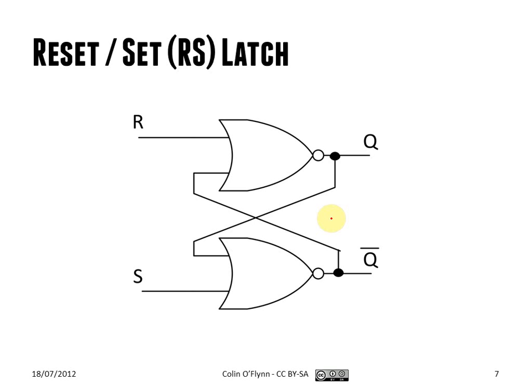This one, a reset-set or RS latch, has two inputs. One input is called reset, R. The other input is called set, S. Here I've built it with NOR gates, so this is a NOR gate implementation. You can also build it with NAND gates if you want, almost the exact same idea. So there are the two inputs, reset and set.